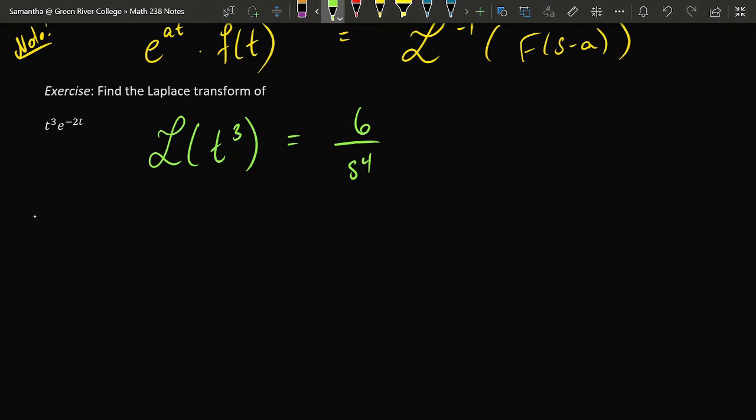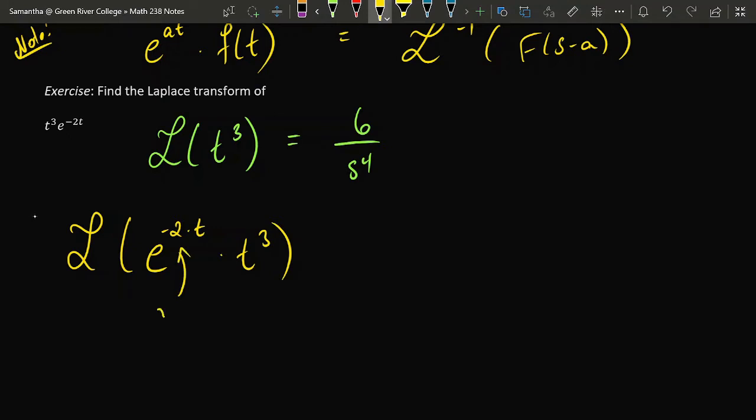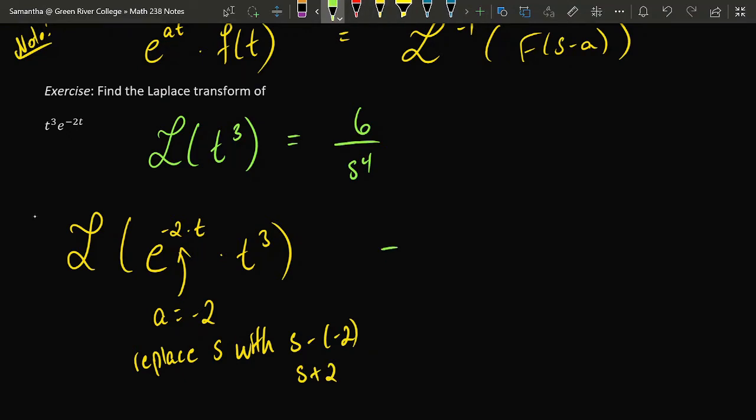But this is not the Laplace transform that we want. The Laplace transform that we want is the transform of the exponential e to the negative 2 times t multiplied by t cubed. So in this case, I have an a value which is equal to minus 2, and so I need to replace all the s's with s take away negative 2. That is s plus 2. So in the original Laplace transform, instead of having s to the power 4, I'm going to put in s plus 2 to the power 4. This is the Laplace transform of the given product, exponential times t to the 3rd power.